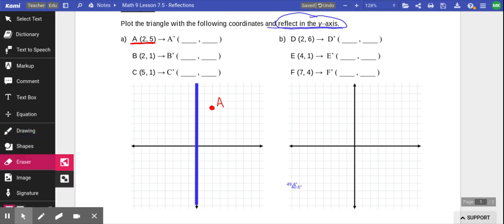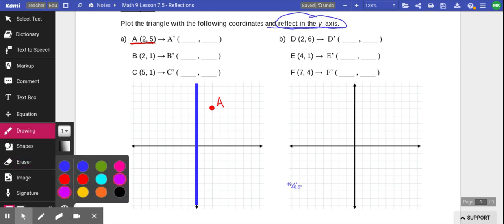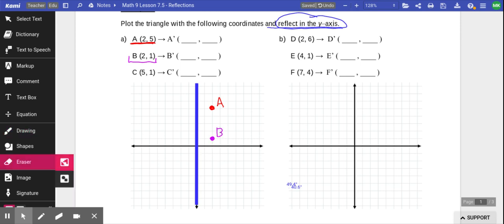Then we're going to take point B. We're going to draw it. Point B is at 2, 1. So that means we're going to be at 1, 2, and then 1. B is right there. And then we're going to do point C, which I'll do in green. Point C is at 5, 1. So 1, 2, 3, 4, 5, and then 1. That's point C. Perfect. We now have those points plotted.